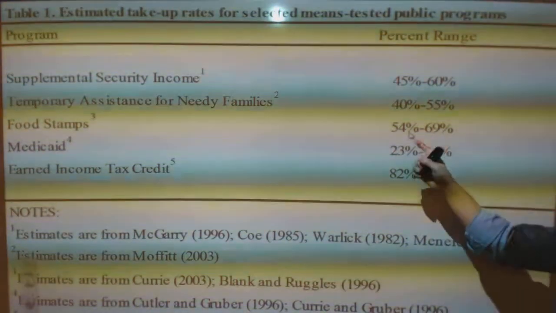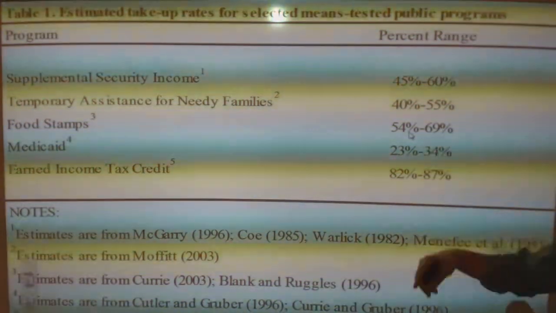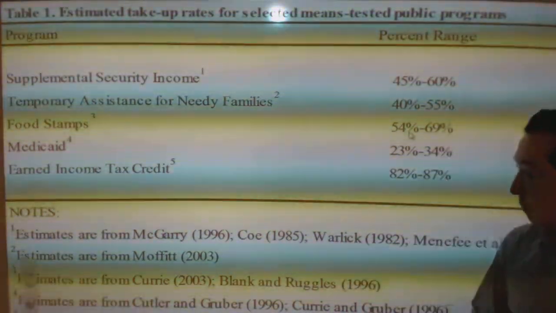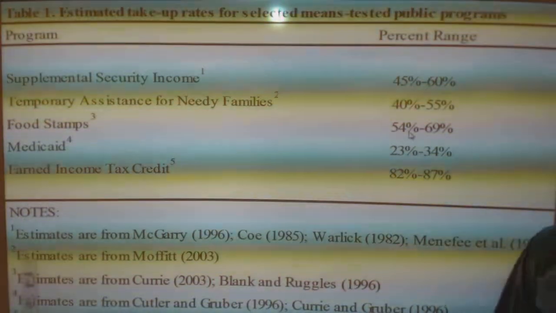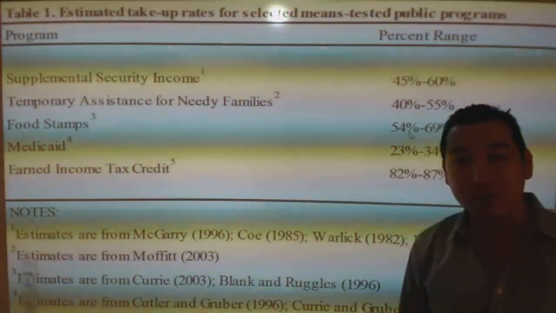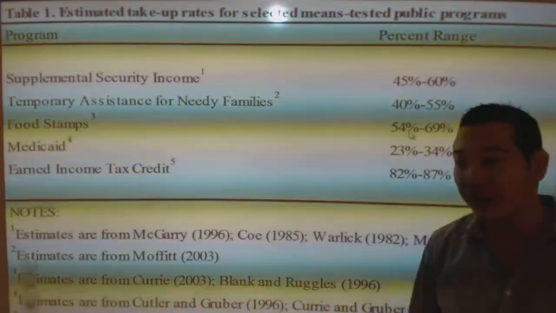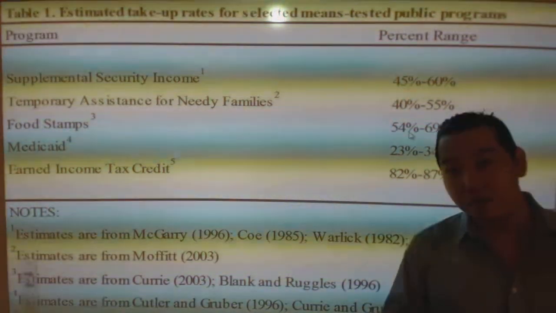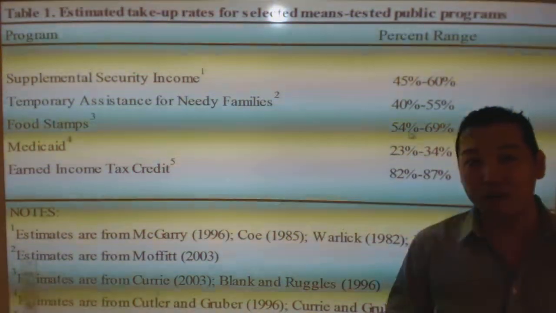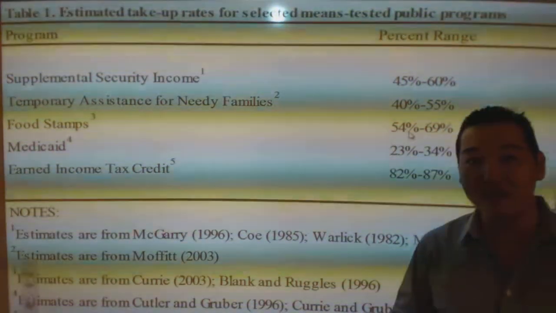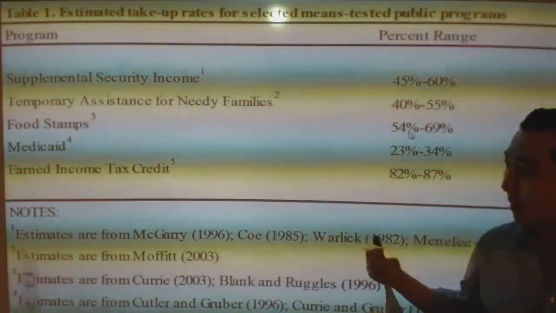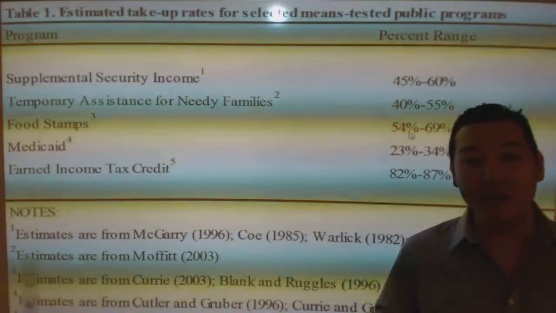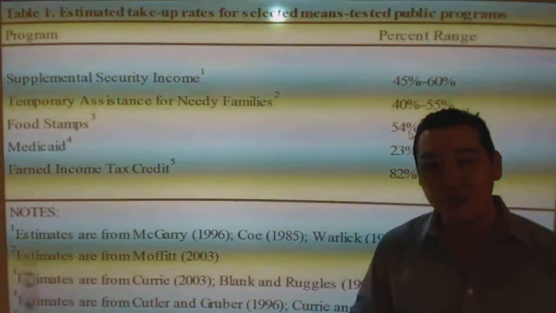Food stamps, somewhere in that range, but a little bit higher, 54 to 69%, a little bit greater participation in the food stamp program. Medicaid here, you'll note, is alarmingly low, 23 to 34%. Most research studies will find the rates to be a little less. And then, of course, I just throw in here the Earned Income Tax Credit, arguably a public assistance program, right? One typically doesn't think of EITC as a public assistance program, but I throw it in here because it does have a means test. There is a test of income that you need to meet to receive the EITC, the Earned Income Tax Credit.